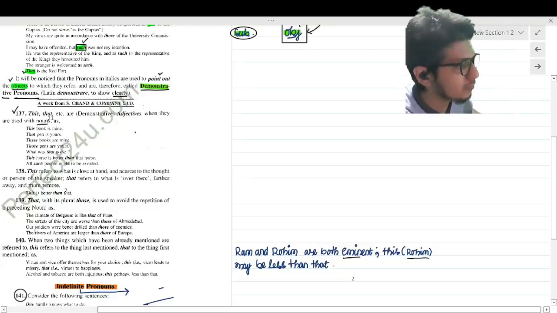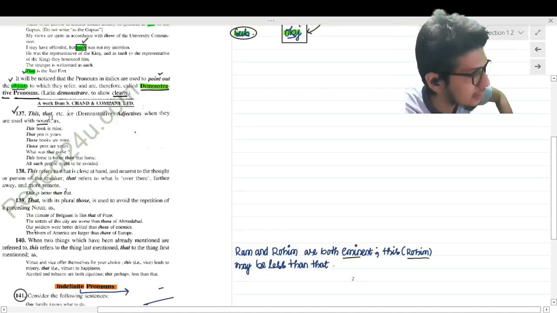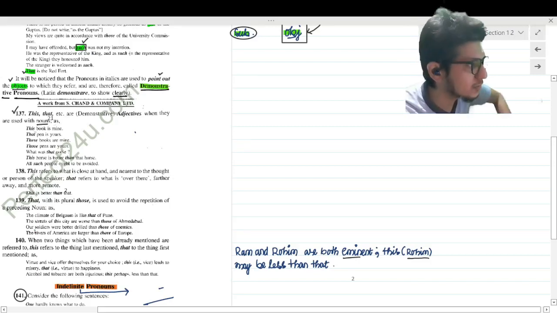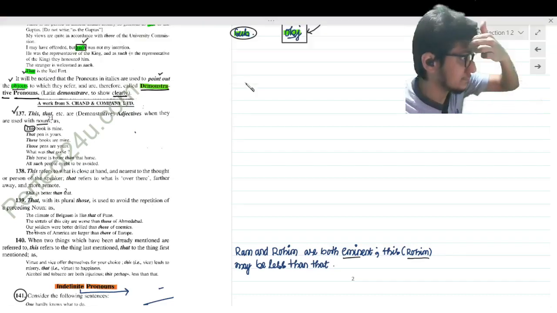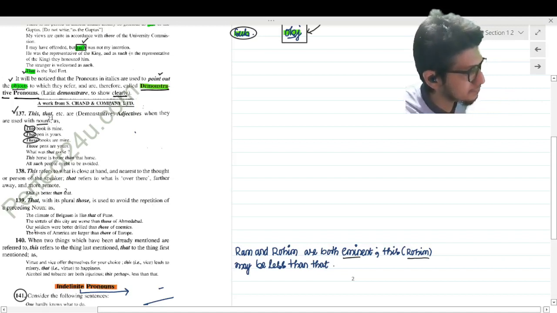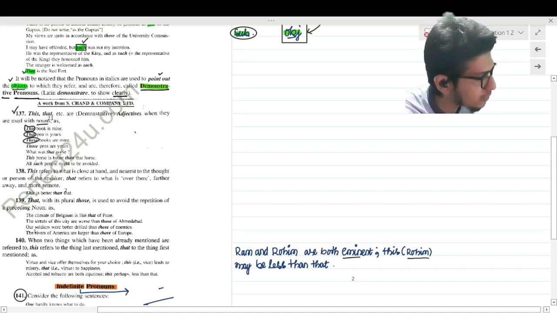Next is rule number 137. This, that, etc. are demonstrative adjectives when they are used with nouns. As in, this book is mine, that pen is yours. Here, this is the demonstrative adjective. That pen is yours. Here, that is a demonstrative adjective. Those books are mine. Here, those is a demonstrative adjective. All such people ought to be avoided. Here, such is a demonstrative adjective.